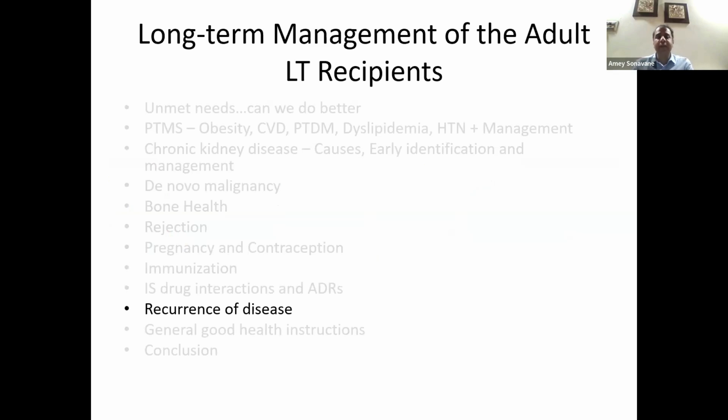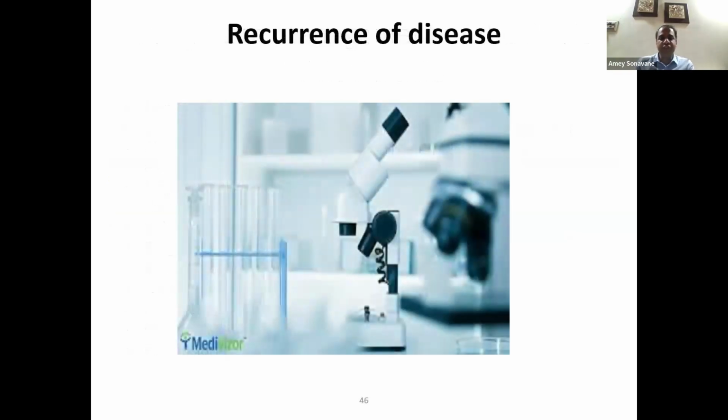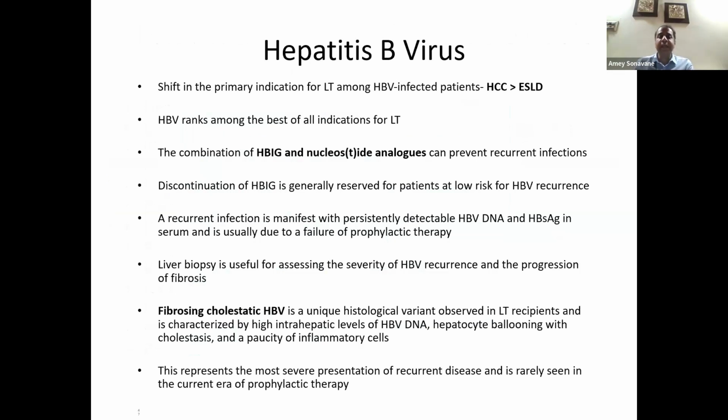We all know that if a patient is transplanted for certain disease, there can be recurrence of disease post-transplantation. And how do we deal with these? So if the patient is having acute liver failure because of hepatitis B virus, and we transplant these patients for acute liver failure, if the viral load is high, we may use an immunoglobulin for these patients, the hepatitis B immunoglobulin.